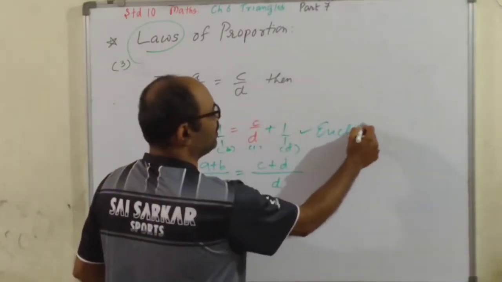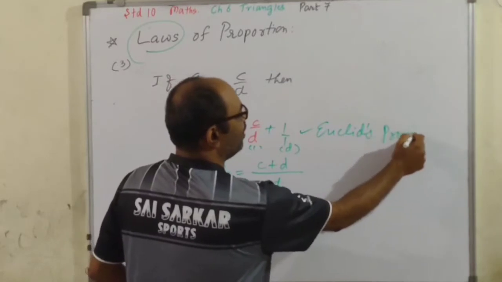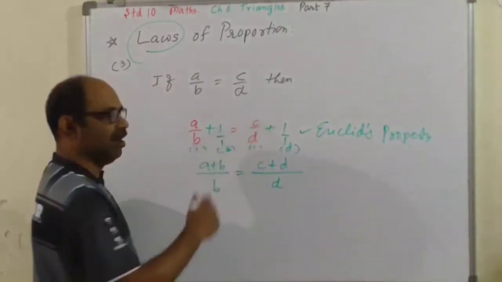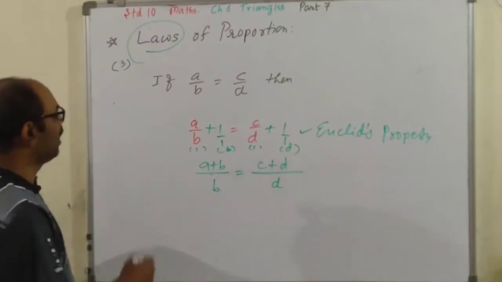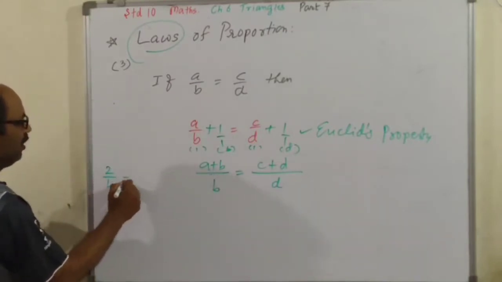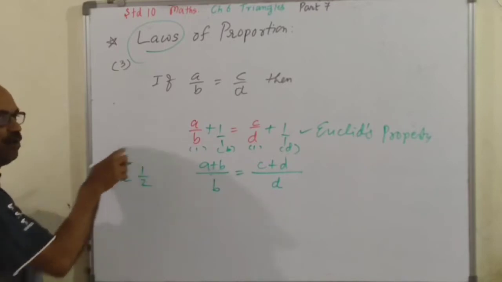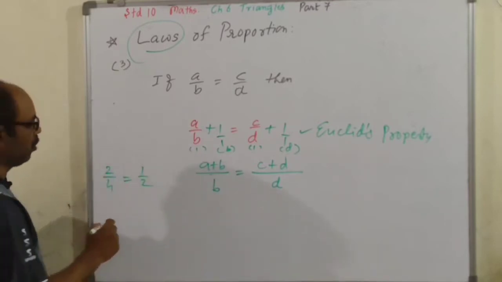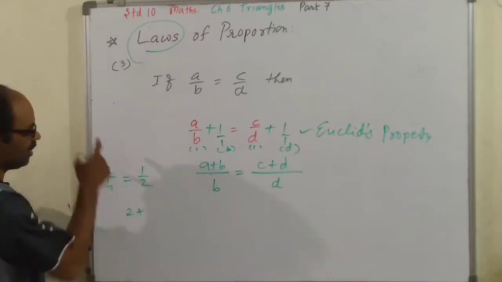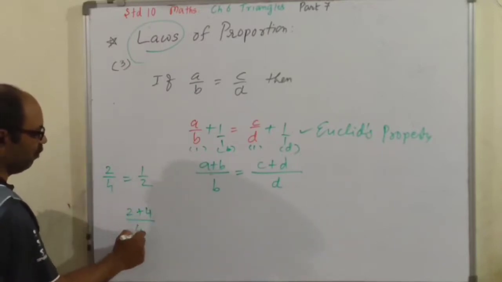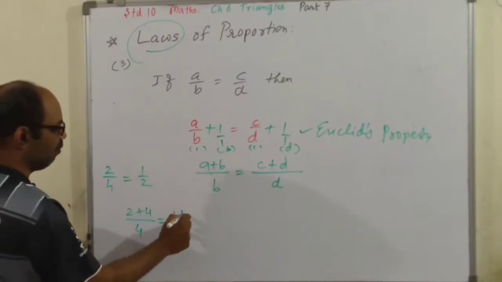By Euclid's property, what have you done? You have added 1 on both sides. So we get these two new ratios. Alright, look here. 2 upon 4 is equal to 1 upon 2. 2 2s are 4, 4 1s are 4. They are equal. Okay. Then 2 plus 4 upon 4 is equal to 1 plus 2 upon 2.